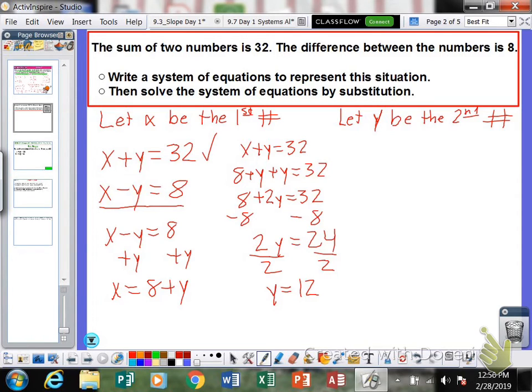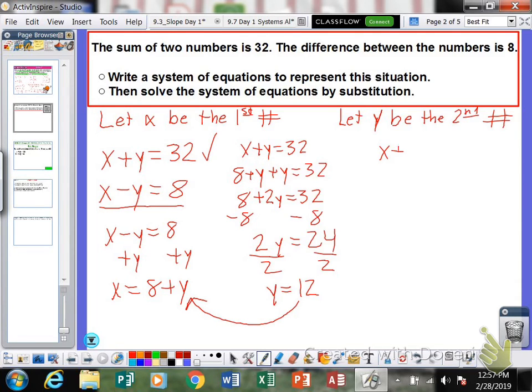Okay, so I know what my y is. This was our second number. Just like we stated above, we let y be our second number. So this y equals 12 is our second number. But we still need to find x. We still don't know what x is. We know x equals 8 plus y, but we don't have a specific number for what x is. In order to find that, I know what y is, so I'm going to substitute that in for y in this equation here.